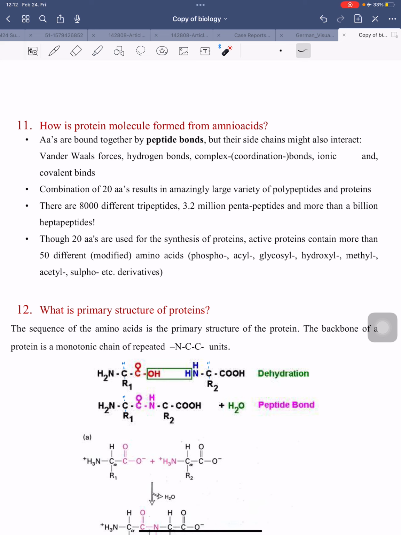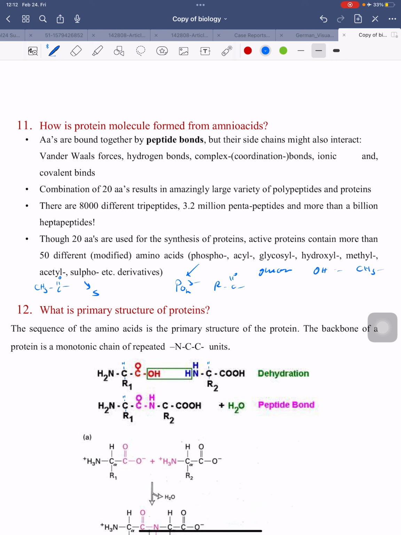Active protein contains more than 50 different modified amino acids. They can be phosphorylated, or have an acyl group, glycosyl group, hydroxyl group, and methyl group. For example, the methyl group is CH3, OH for hydroxyl, glycosyl is glucose, acyl is RC double bond O, and the phosphate group is PO4 3 minus. Acetyl is CH3CO, and sulfur is S, and so on.